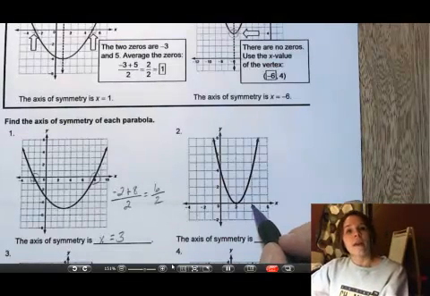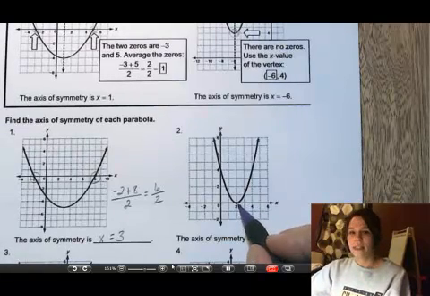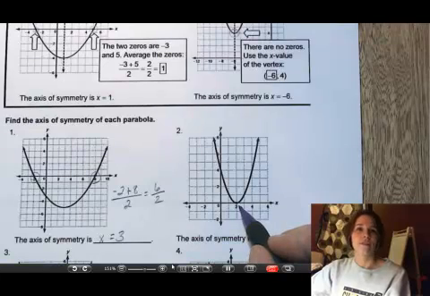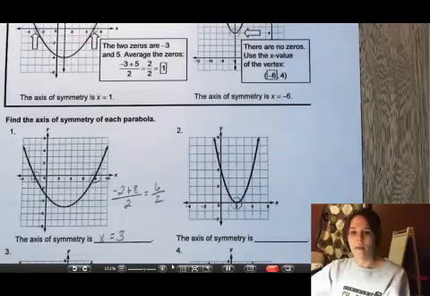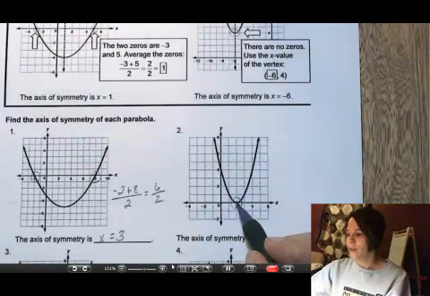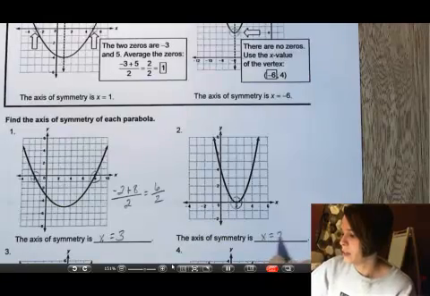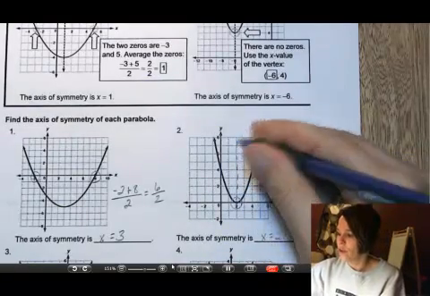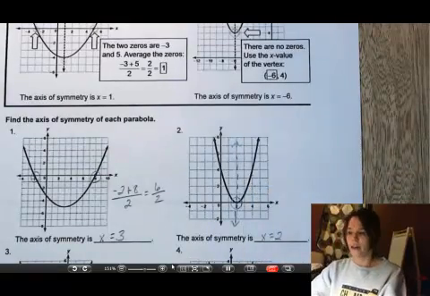Okay, another example. Earlier I mentioned you can have two zeros, one zero, or no zeros. This is an example of having one zero when your vertex actually lies on your x-axis. So there's my vertex lying on my x-axis. I'm just going to take the x portion of that, which is 2. I could go ahead and even draw that axis of symmetry in. It will always be a dotted line.